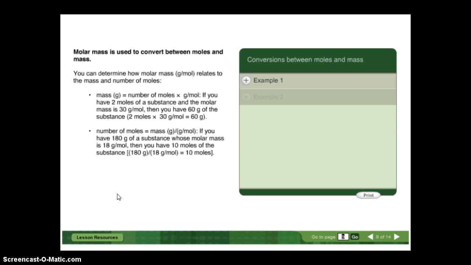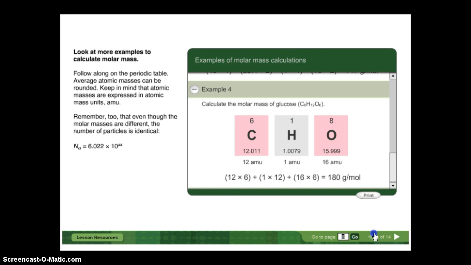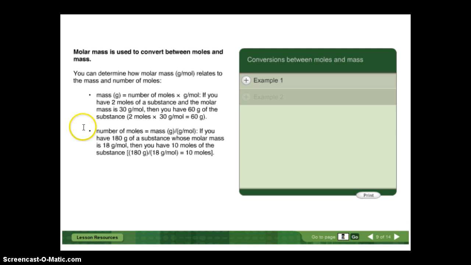Molar mass is used to convert between moles and mass. You can determine how molar mass, grams per mole, which is what we just did back here, relates to the mass and the number of moles. Mass, grams, equals number of moles times grams per mole. If you have 2 moles of a substance and the molar mass is 30 grams per mole, then you have 60 grams of the substance.